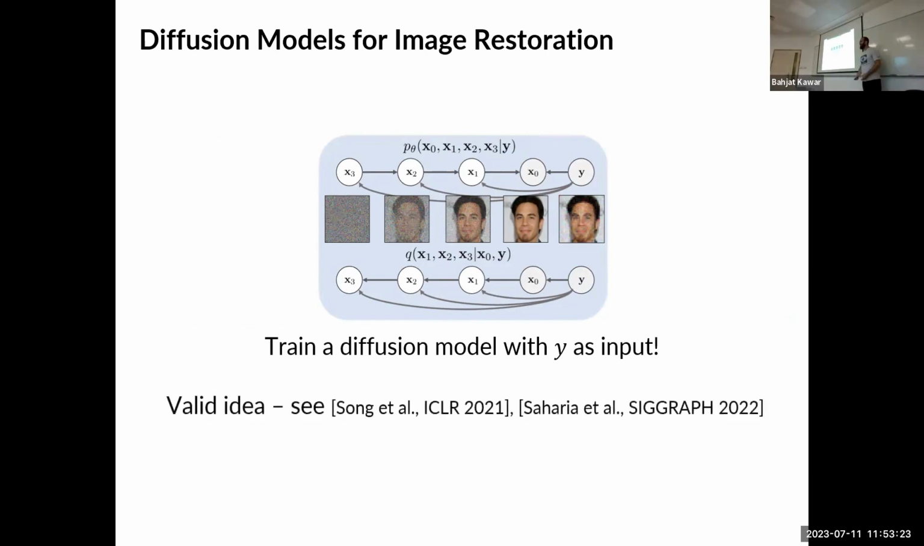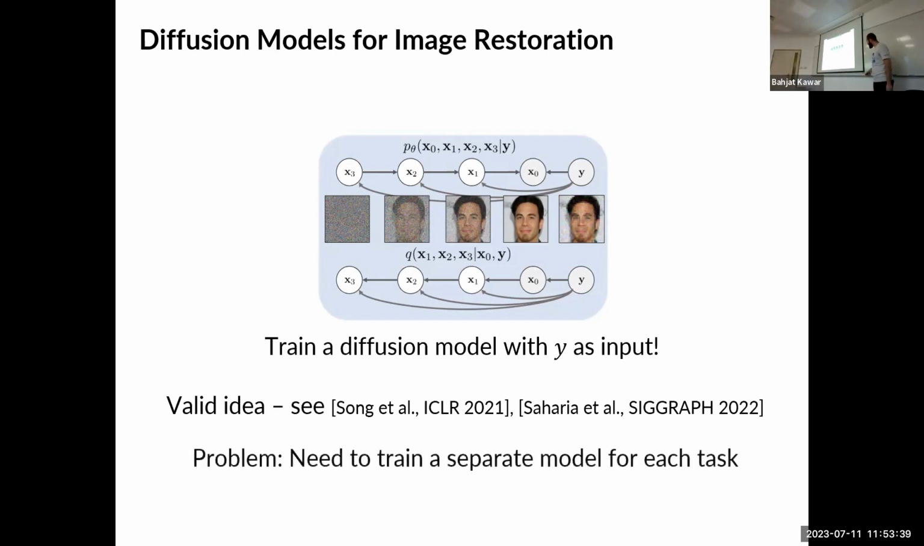Right. That's a very valid idea. It was developed in parallel to our work. See works like Song and Saharia and Ackler and Seagraph, in years very adjacent to our work. It achieves very, very good results. But the problem with this approach is that you're still going to need to train a separate model for each task that you're looking to solve.